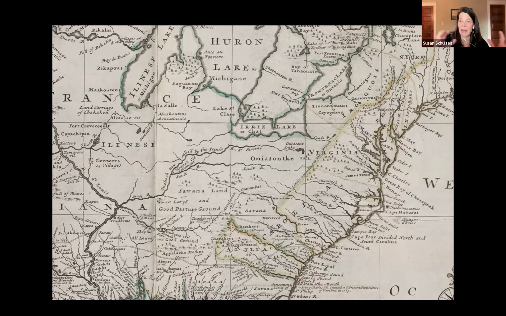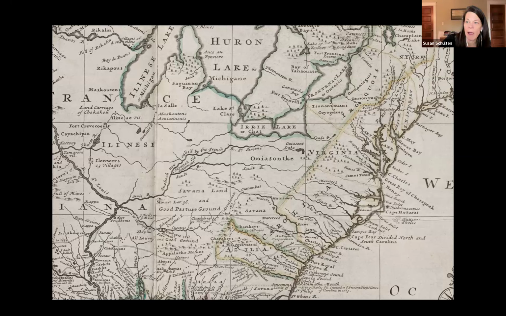These claims and counterclaims ultimately explode in the 1750s with the French and Indian War, which eventually ejects the French because the English defeat them and they defeat French claims to what is now the Midwest. But all of this bubbles forward from the time that Moll and Delisle published their maps in 1718 and 1720 into the 1750s.